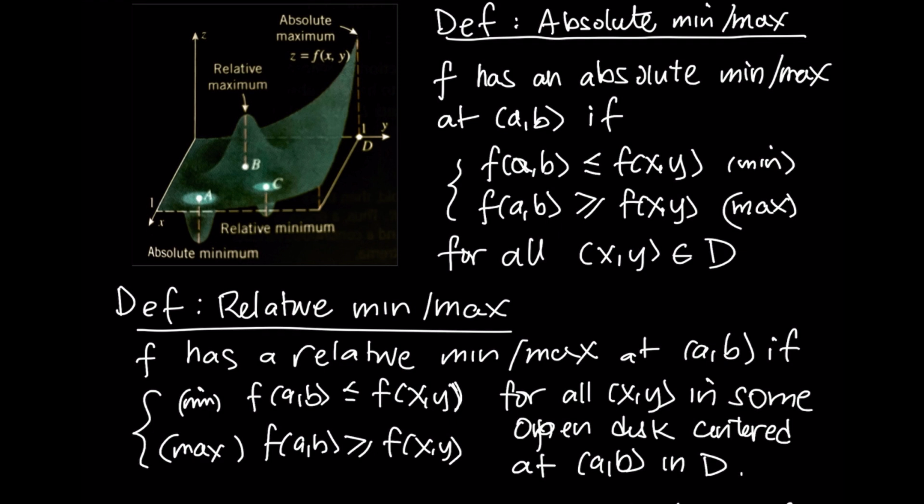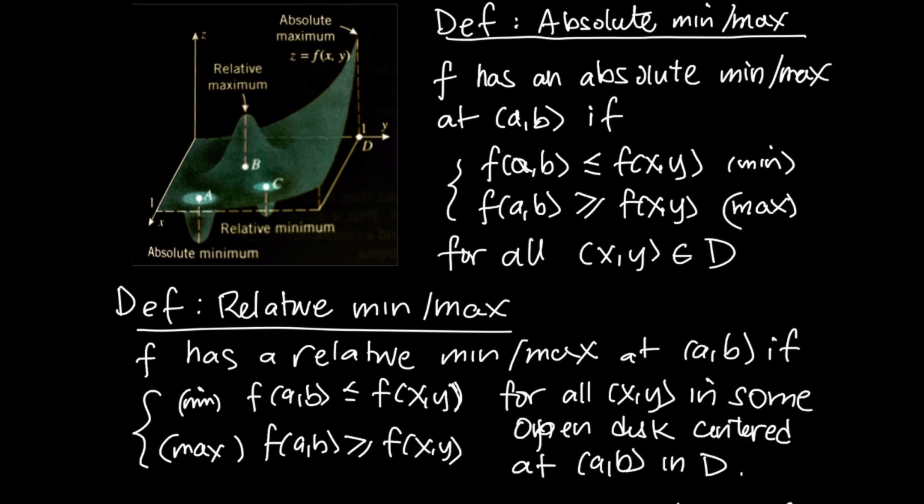Now, similarly, your function will have a relative maximum at a point (a, b) if the value of the function at that point is higher than the value of the function in every point in some open neighborhood containing that point. That occurs at the point B.